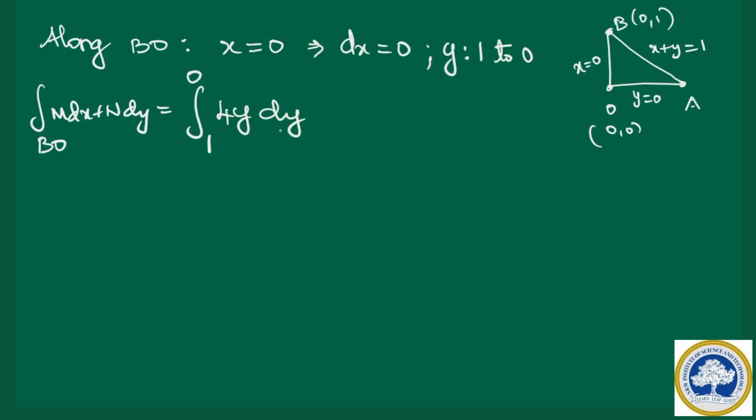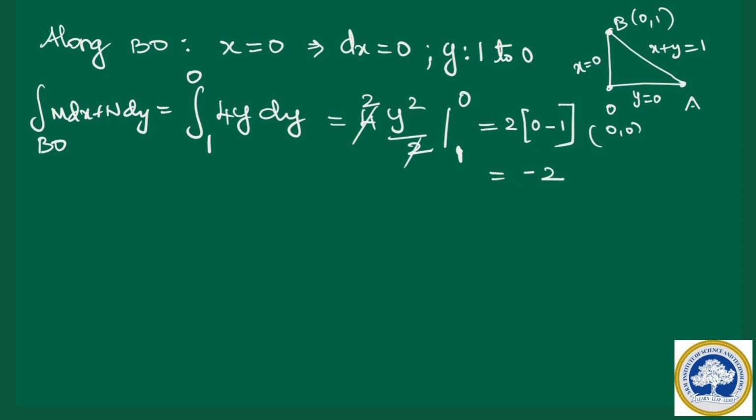So you'll be getting 4y dy. So now we can easily integrate it. So 4y square by 2, 1 to 0. So 2 we can cancel here. So the answer is what? Upper limit minus lower limit. So 2 is here. Upper limit is 0 minus lower limit is 1. So the answer is finally minus 2.